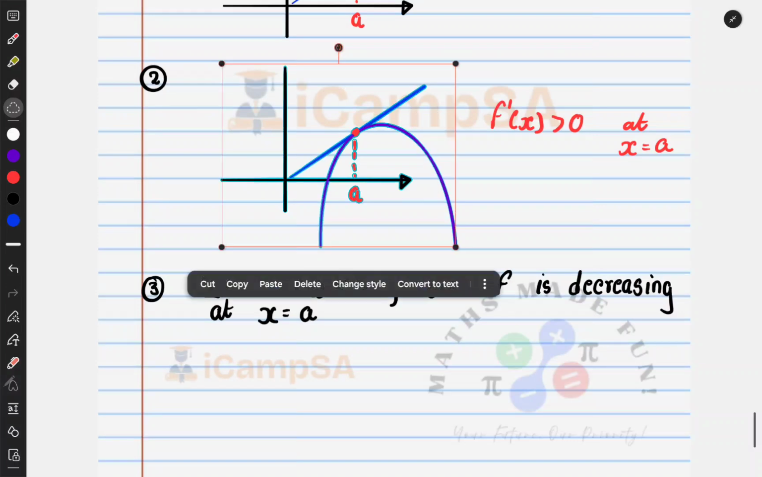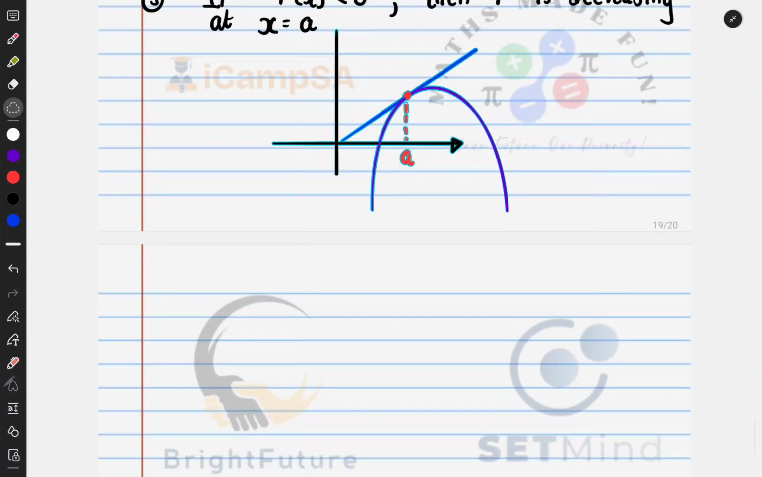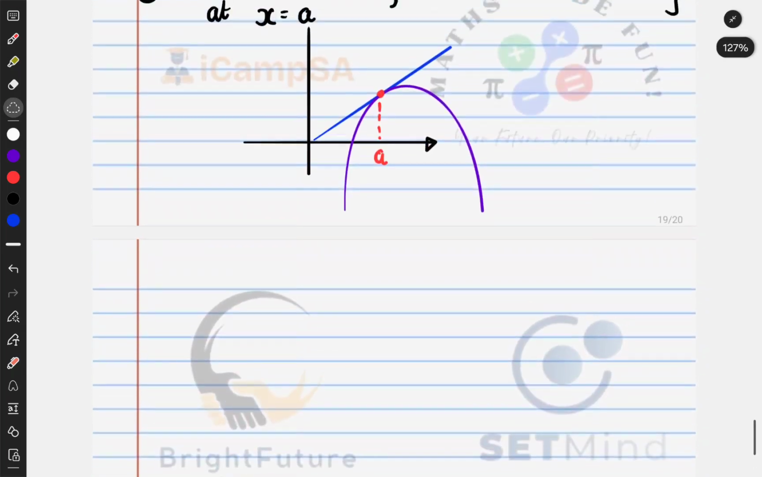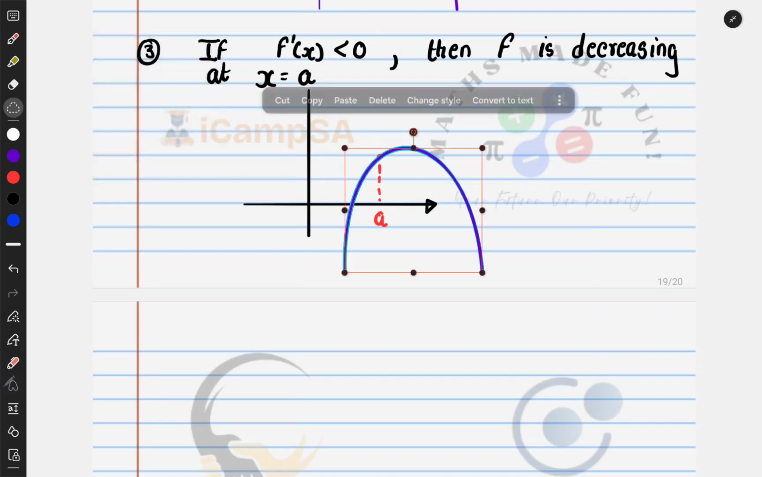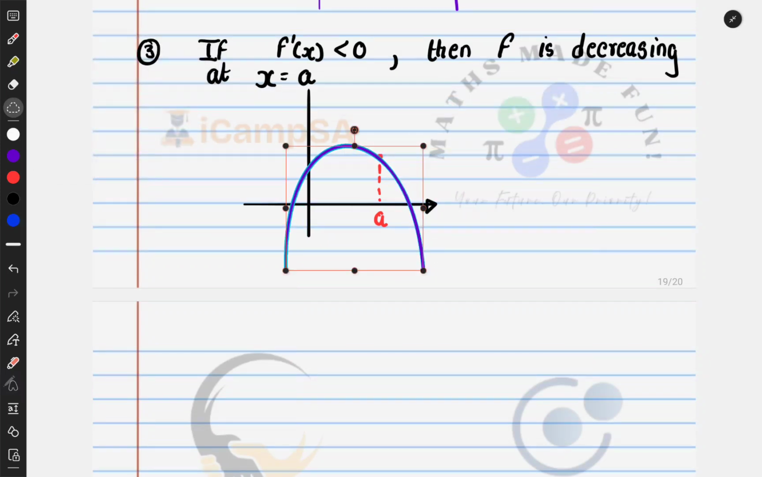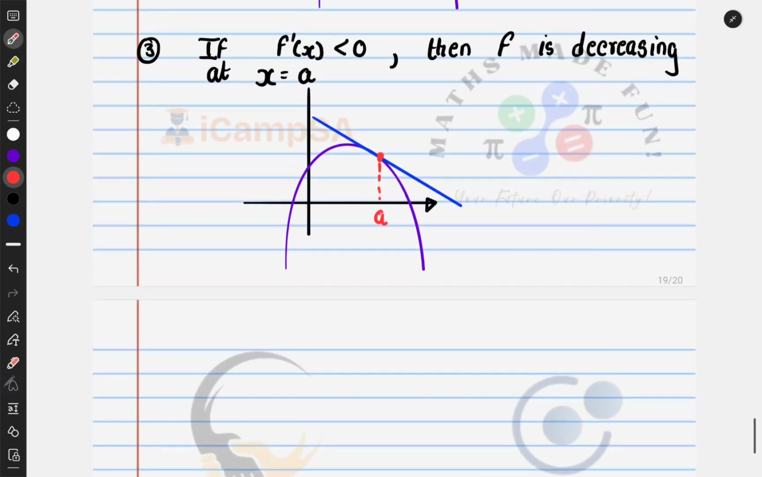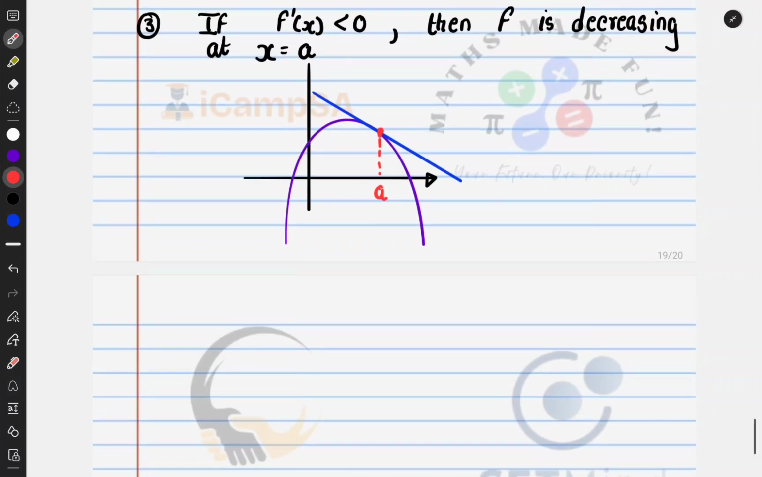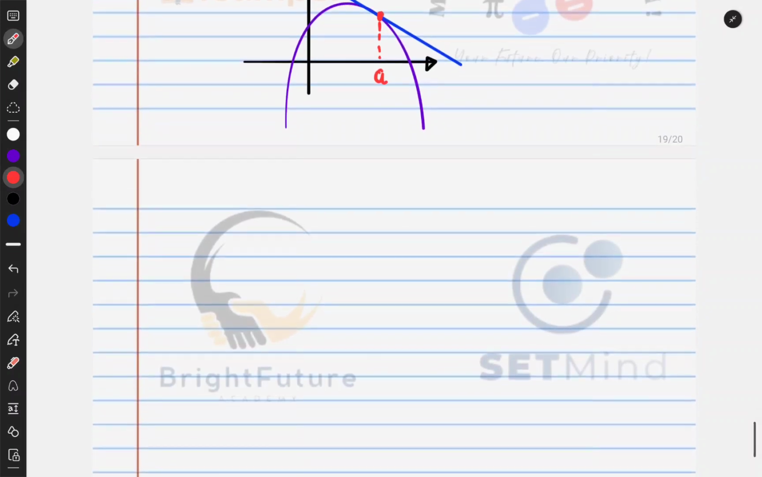Okay, let's quickly draw a sketch of what we mean by this. I'll just take the one copy of the parabola here and paste it there. Because we are dealing with decreasing, let's move it to this side. That is our tangent there, and it meets at a, and then our function will be decreasing if the derivative is less than 0, or negative.